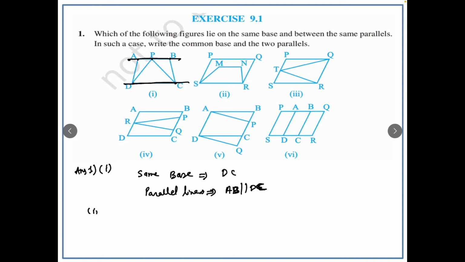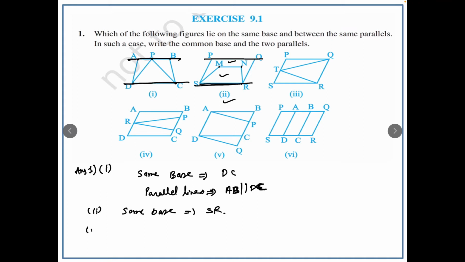Let's see the second part. In the second figure, we have a trapezium and a parallelogram. They are sharing a common base which is SR, but as you can see, if you extend this line as the parallel line, the vertices M and N are not lying on this line. That means they are on the same base, but not between the same parallel lines. So here we have only the same base, which is SR, but they are not lying on common parallel lines.